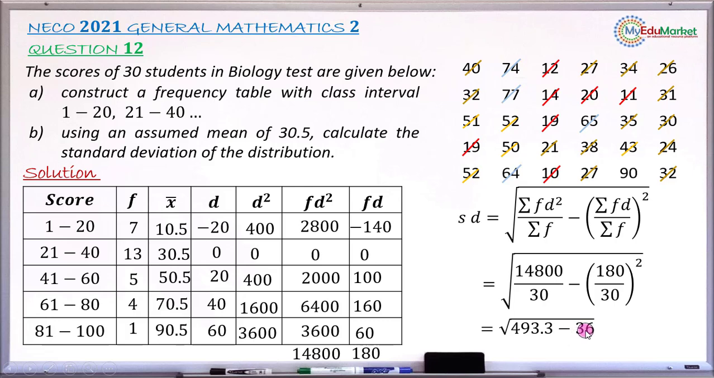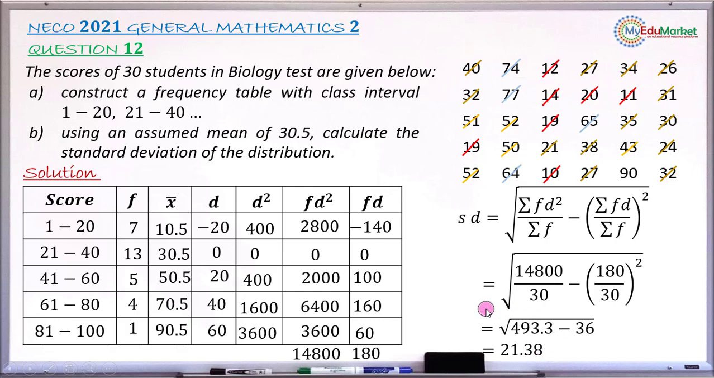So I'll now subtract 36 from 493.3 and take the square root. If that is done correctly, you now have 21.38 as the final answer. So this is the standard deviation of this very distribution, and that answered all the questions.